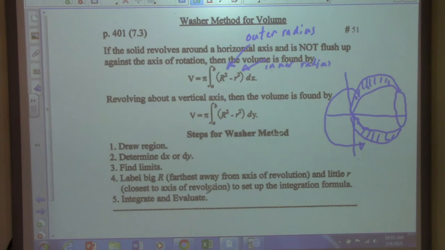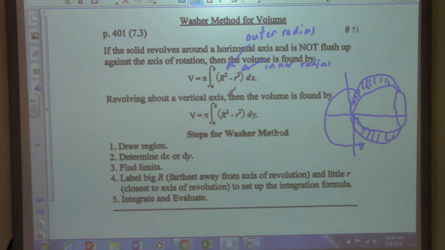Now, besides forgetting the pi, what's another common mistake that's easy to make on this one? You mix up the big and little r's. Exactly. You mix up the big and little r's, and that has happened to me maybe too many times for me to count.